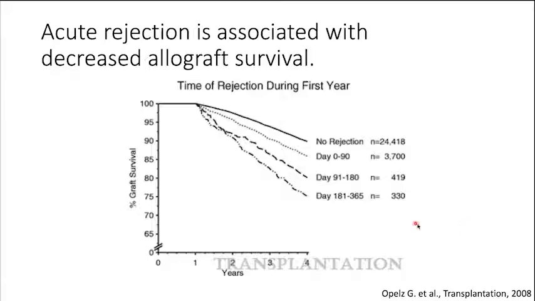This is another more recent study showing allograft survival in relation to time of first treated acute rejection episodes during the first year after transplant. So here they only included the transplants that were functioning for at least 1 year, and they assessed up to 4 years of allograft survival, and they showed a significant reduction in allograft survival for all the rejection groups.